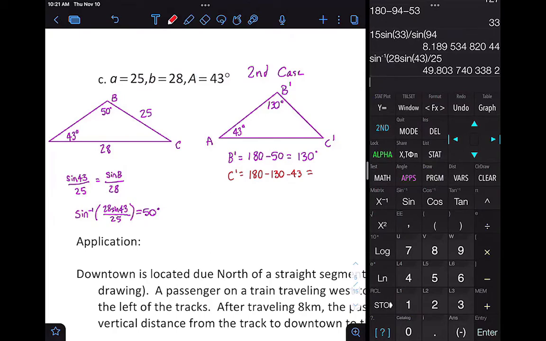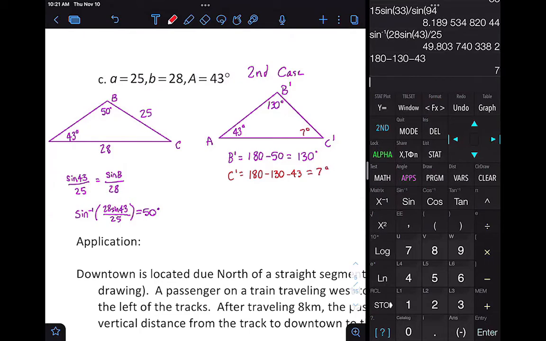These are a little bit smaller. So there will be a leftover little angle here. It's not going to be very big. I think it's only 7 degrees here. So that means that last angle here is 7 degrees.